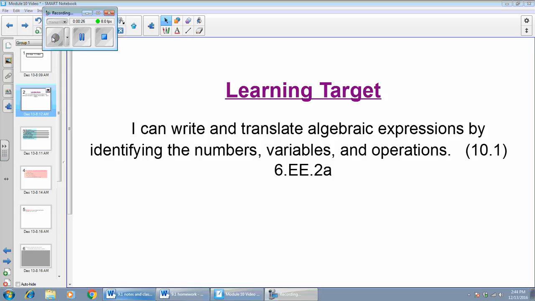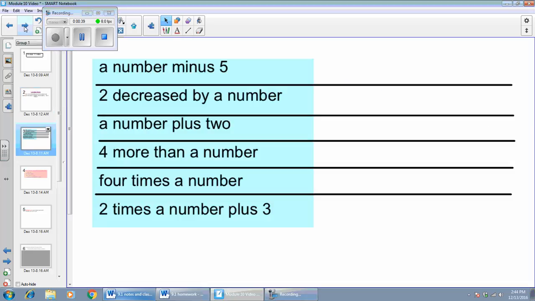In this video, we will be learning how to write and translate algebraic expressions by identifying the numbers, the variables, and the operations. When looking at these expressions, we can rewrite them. So let's look at the first one, a number minus 5.